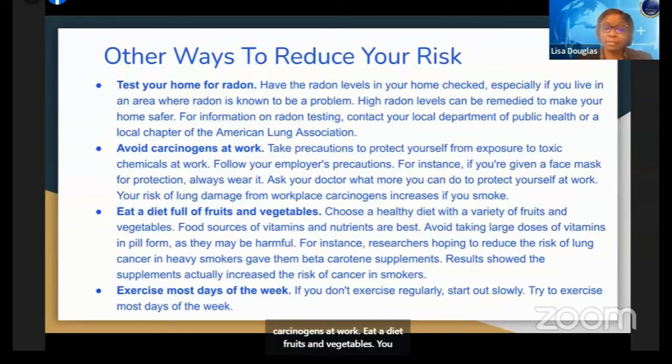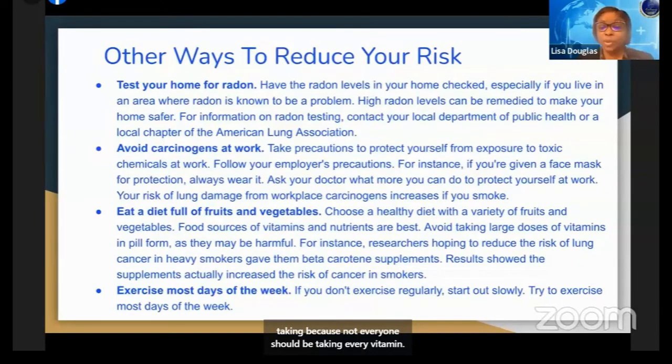Eat a diet full of fruits and vegetables. You want to choose a healthy diet with a variety of fruits and vegetables. Food sources of vitamins and nutrients are best. Avoid taking large doses of vitamins in pill form, as that may be harmful. So you have to know what vitamins you are taking and what you should not be taking, because not everyone should be taking every vitamin.